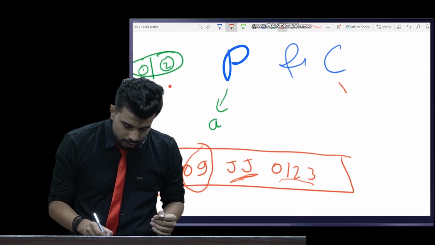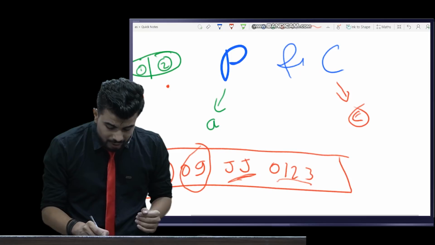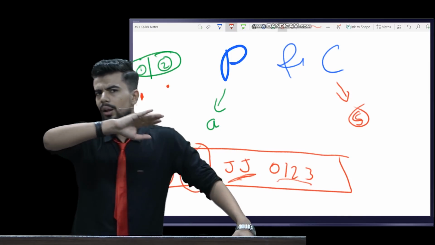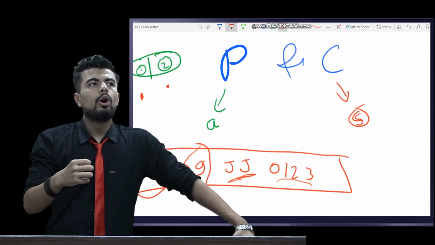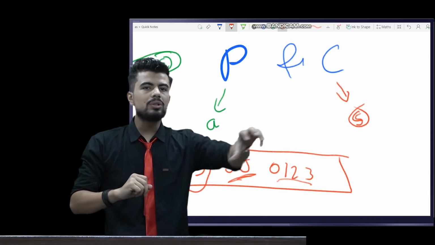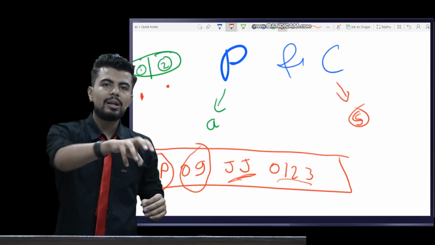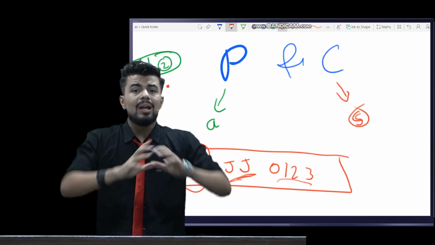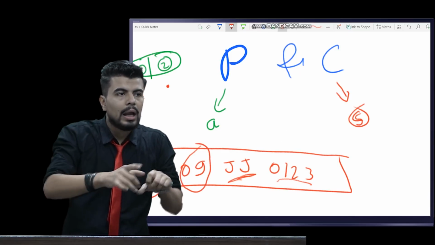Now we come to the C part, which is called selection. What does selection mean? I'm sure you have heard the words random or sampling. Suppose there are 10 students, and I have to choose some students for acting. So the total is 10, and I'm selecting 2 out of 10 for the acting purpose. Right now I am selecting, I am not arranging.